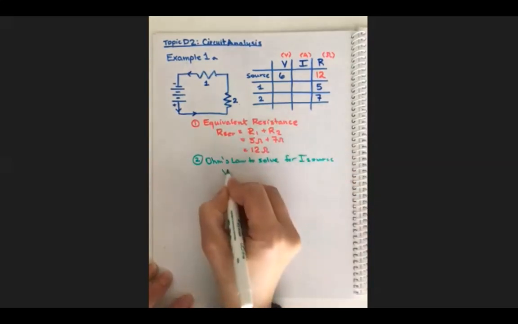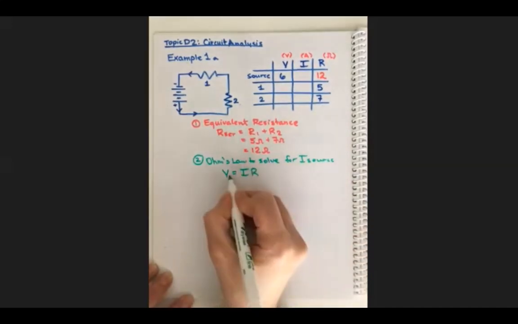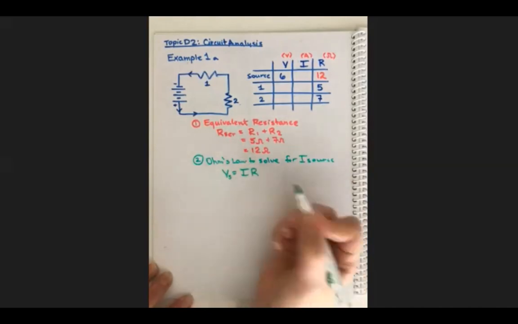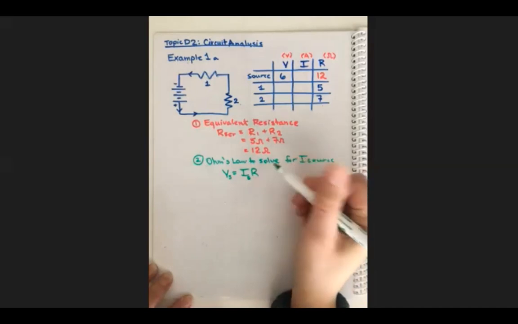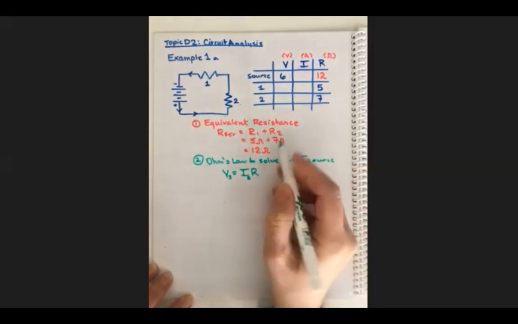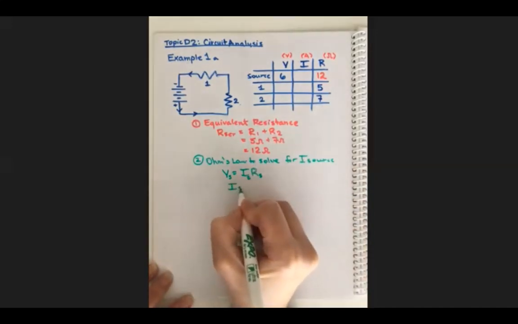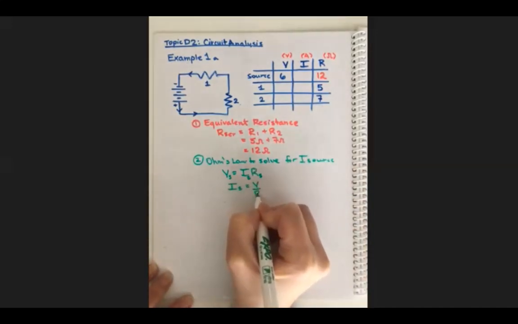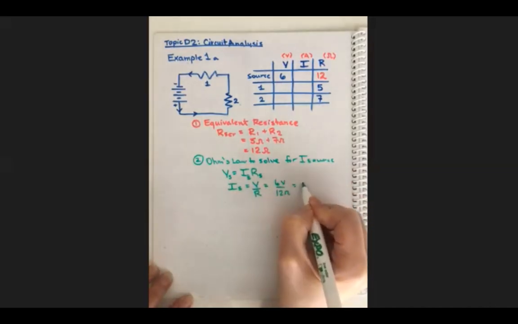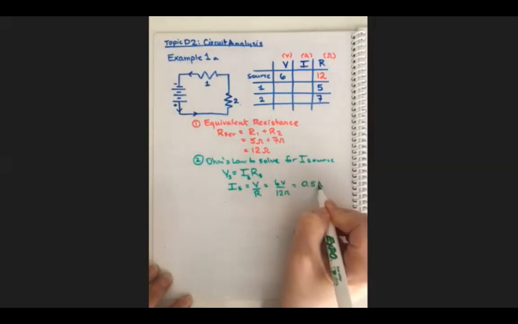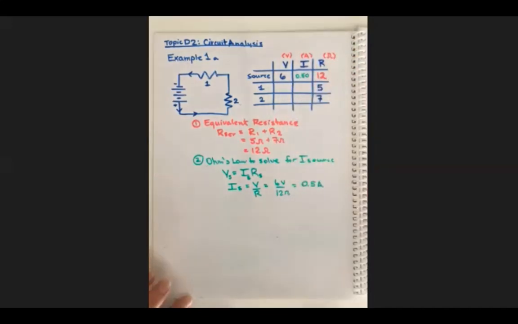So we have V equals IR, and since we're talking about the source, it's the voltage gain across the source equals the current through the source times, it's really the equivalent resistance, but if you call it R source, I will know what you mean. So I source is equal to V over R, which is 6 volts divided by 12 ohms, which is 0.5 amps. And if we report it with the proper number of significant figures, it will be 0.50.